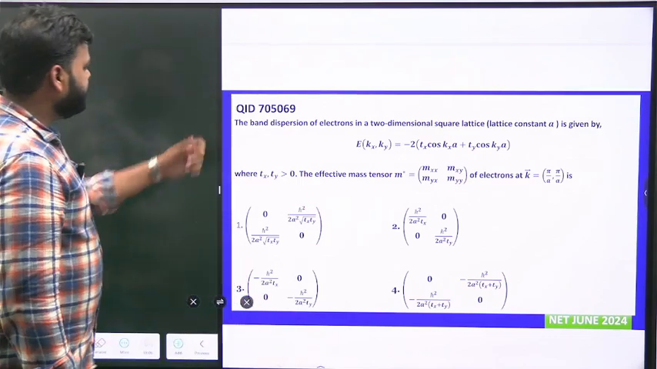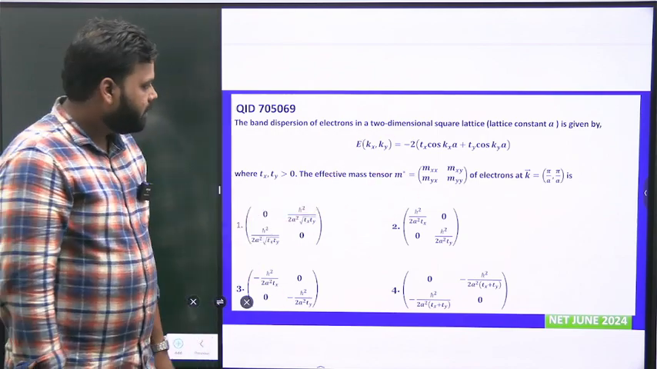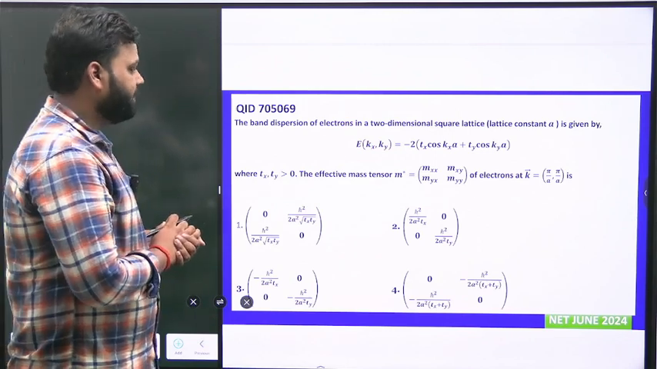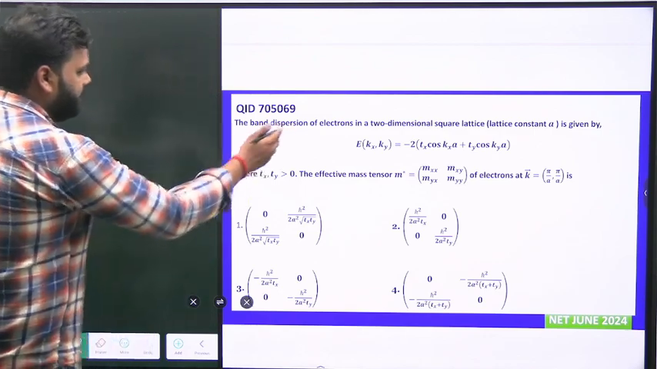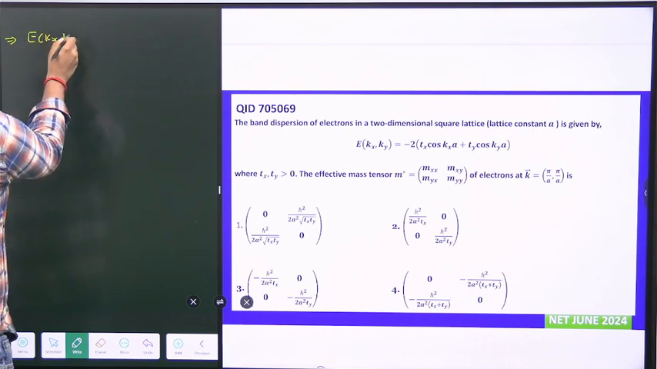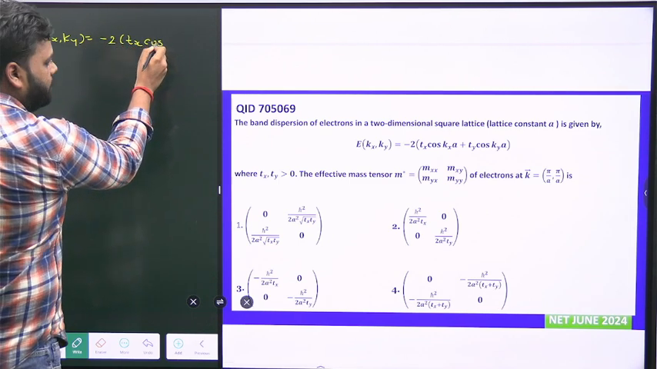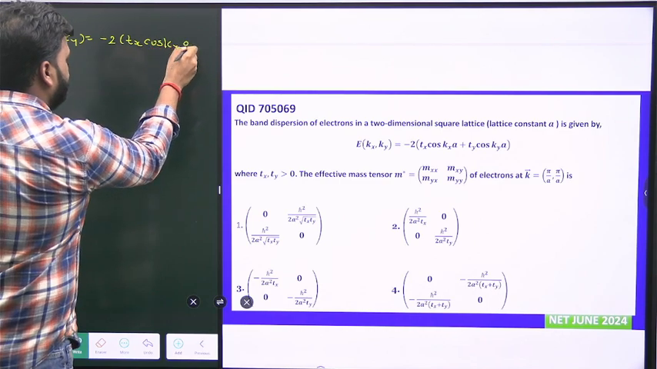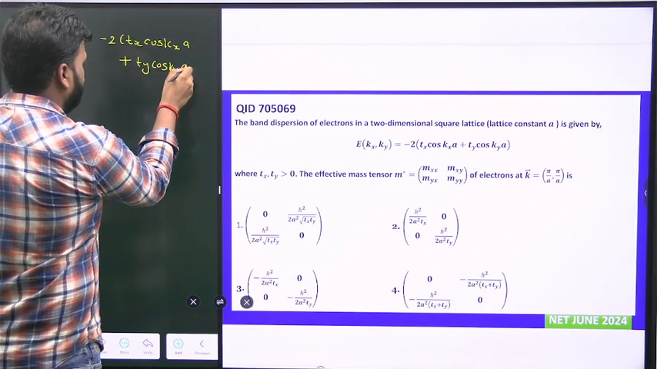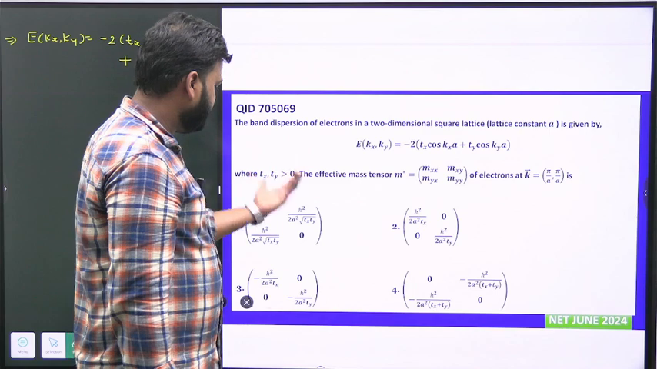This question with the ID 705069 is from Condensed Matter Physics, with the subtopic of band theory. In this question, they are saying the band dispersion of an electron in the two-dimensional square lattice is given by this dispersion relation, E(kx, ky) equals minus 2 times tx cos(kx a) plus ty cos(ky a), where tx and ty are positive constants, that is, greater than 0.